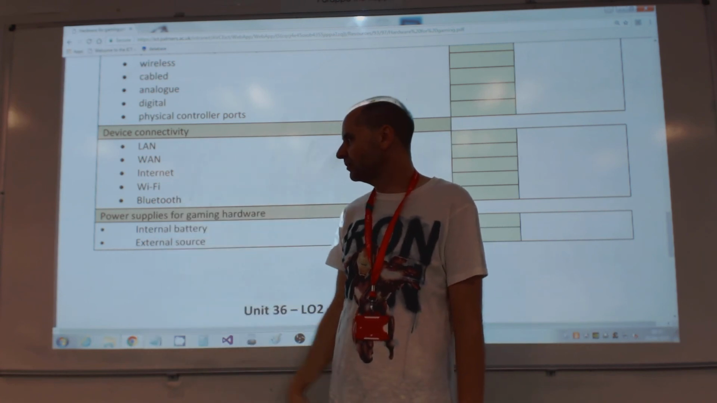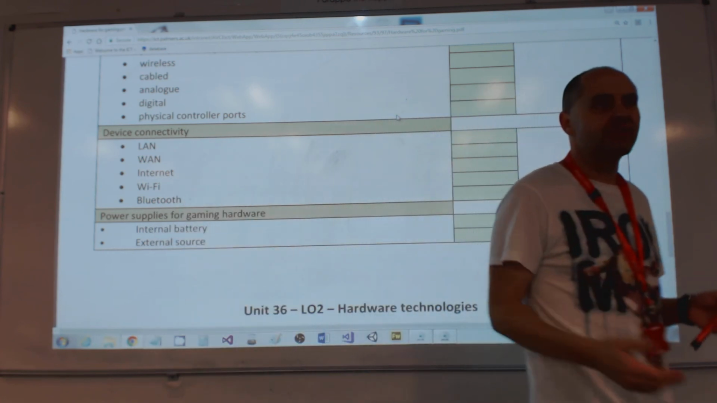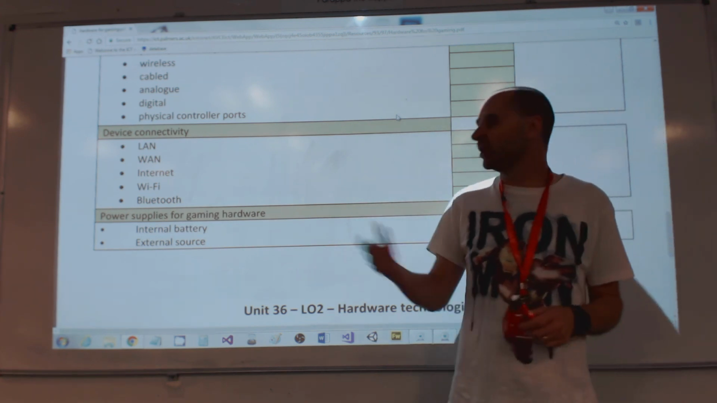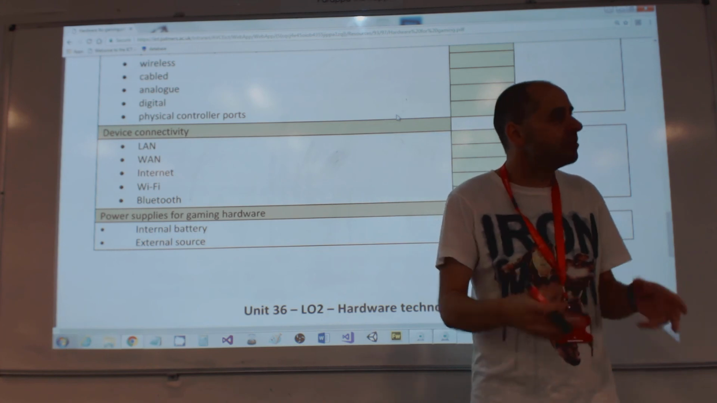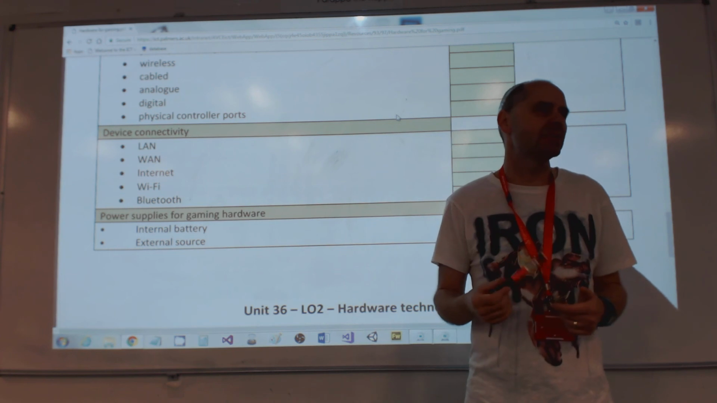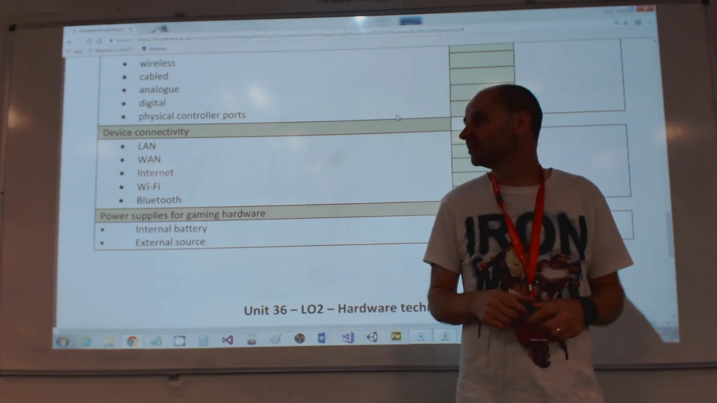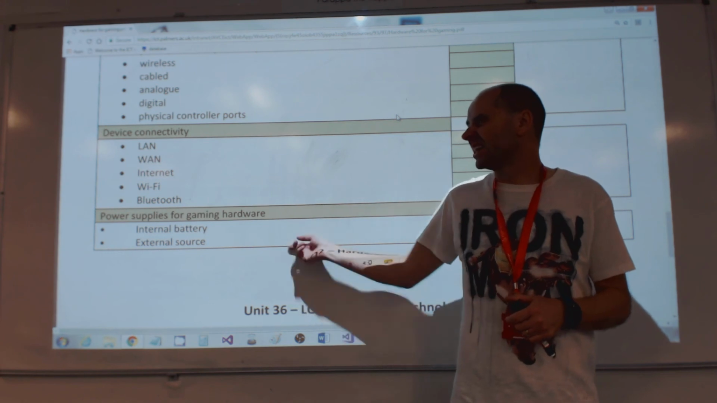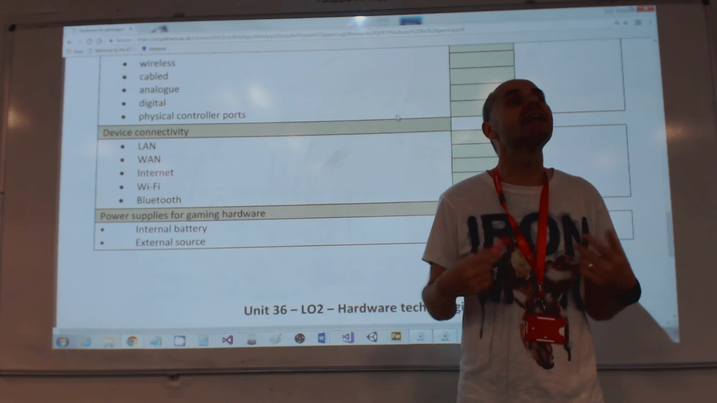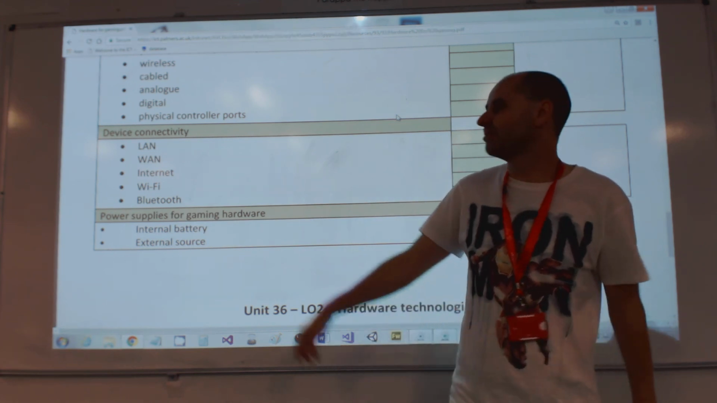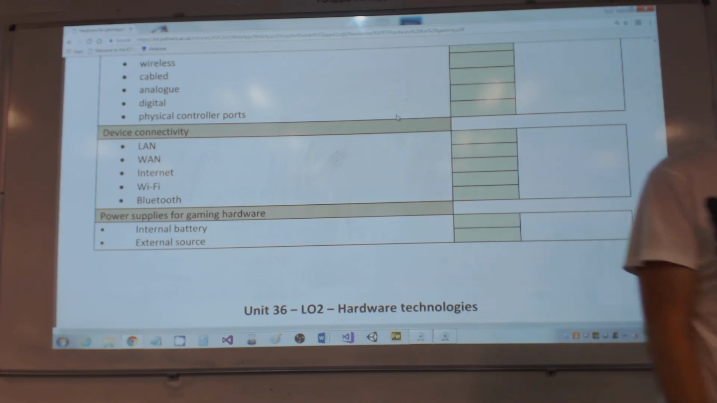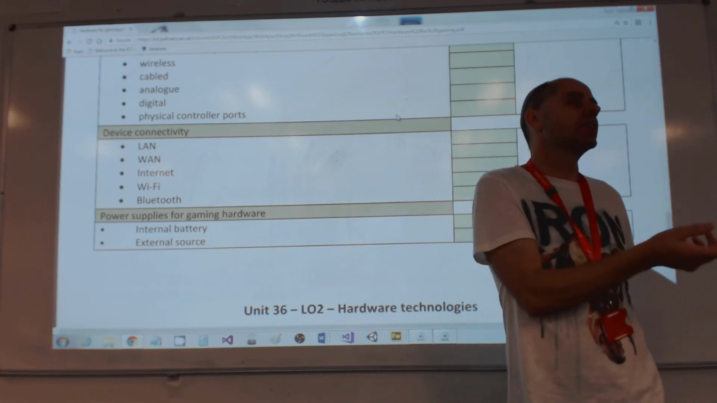And then Wi-Fi and Bluetooth, they're the same technologies, just different frequency ranges. Wi-Fi's got better range because it's higher power. Bluetooth we tend to use for controllers, remotes. The distance you can really get Bluetooth to work is about 10 meters maximum. And then the last two, internal batteries and external power sources. Remember, in relation to gaming, so you're talking about adapters and things, not low current, not high voltage stuff. Anyone got any questions about that?